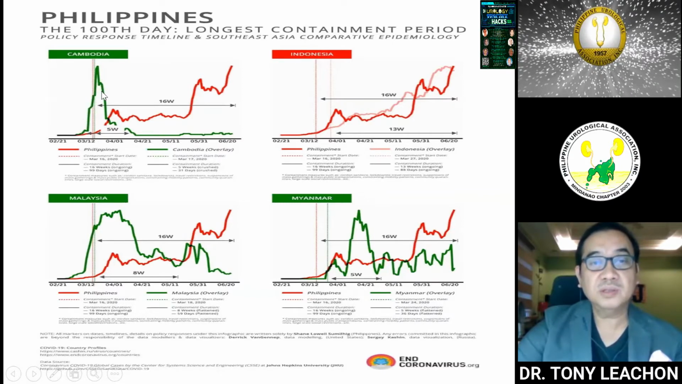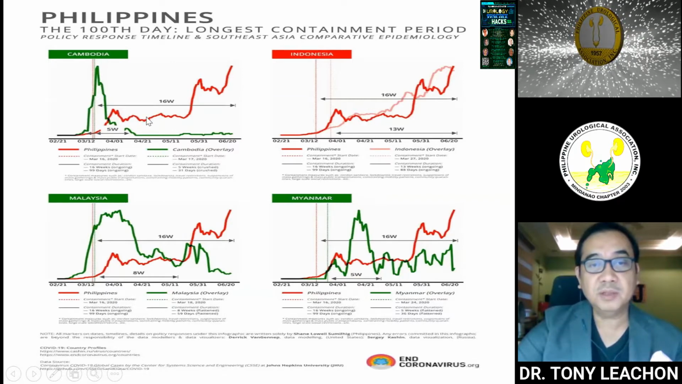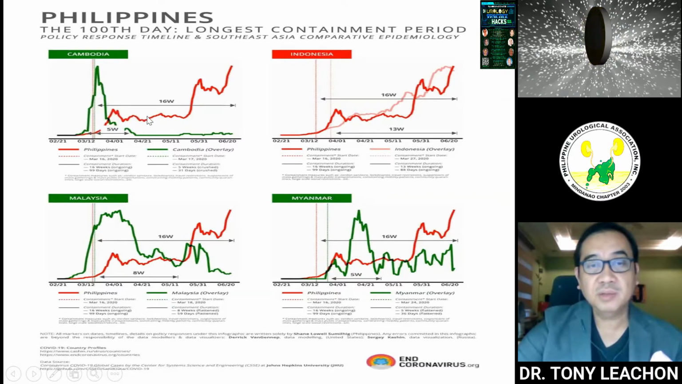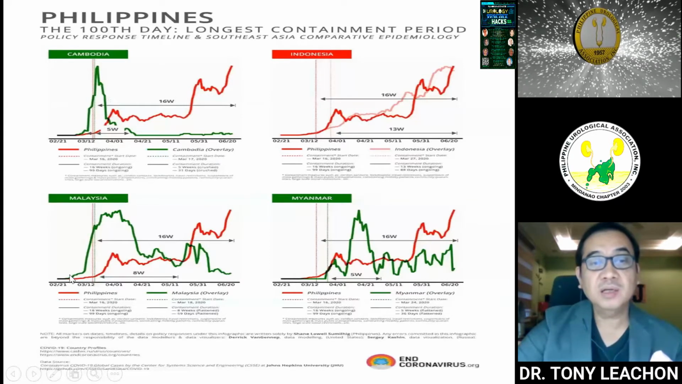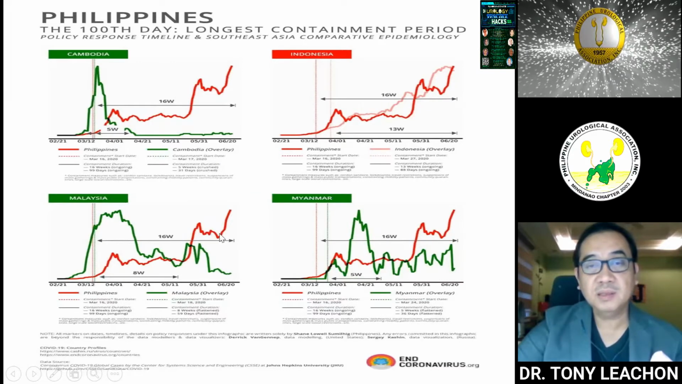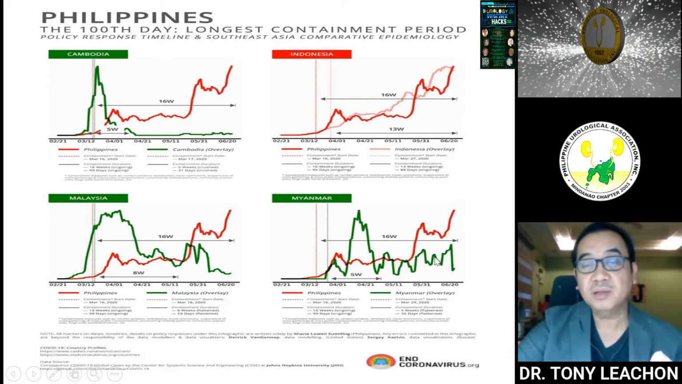Comparing the country with the different countries in Southeast Asia, you can see here Cambodia starting off in March, but Cambodia's flattened the curve. And this is the curve of the Philippines. You see here from January to February with a little plateauing, but because of the Cebu surge and the surge in the national capital region, then we have a stepladder epidemic curve. Malaysia has also flattened the curve vis-a-vis the Philippines. And then you have Myanmar. Myanmar has also flattened the curve versus the Philippine epidemic curve.